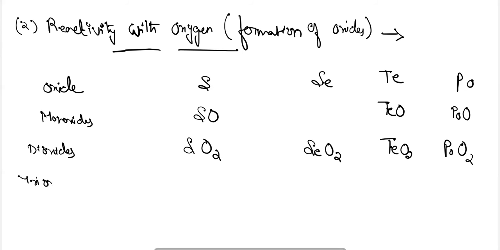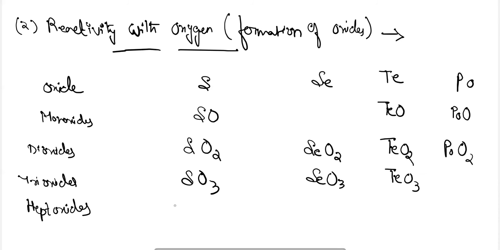Trioxides: SO3, SeO3, TeO3 are possible, while polonium trioxide is not possible. Heptoxides: S2O7 is possible, and all other elements do not form any heptoxides.